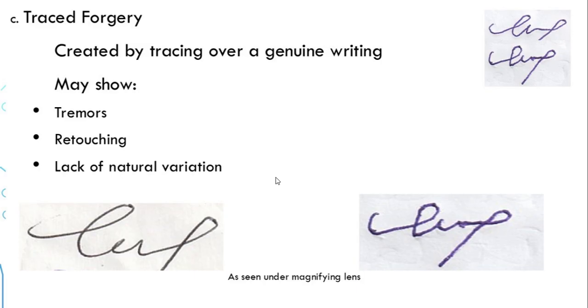We do it slowly so as to have perfect writing, and that will make him slow down. And because he slowed down while writing, you are going to have tremor. Tremor will appear there. Then another thing that we normally see there is retouch.